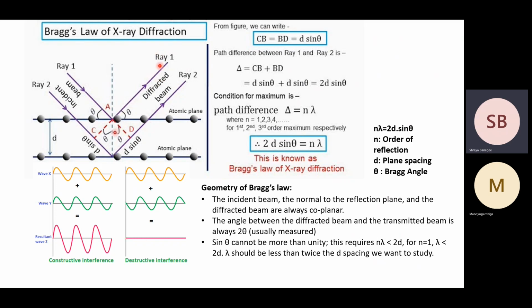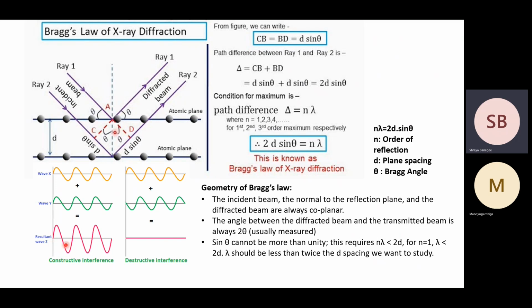So in order for the diffracted ray 1 and the diffracted ray 2 to interact constructively, they have to be separated by a distance which is an integral multiple of the wavelength. So the 2d sine theta must be an integral multiple of the wavelength of the ray, where this n is an integer value like 1, 2, 3, 4. Only when the two rays, ray 1 and ray 2, after diffraction are separated by a distance which is an integral multiple of lambda, can they combine constructively like this to give larger amplitudes.